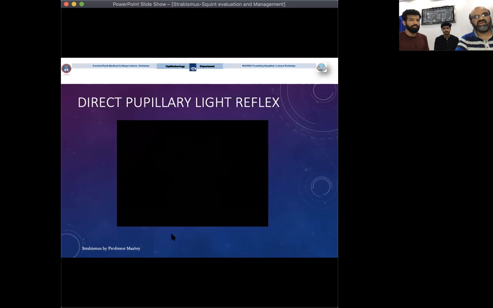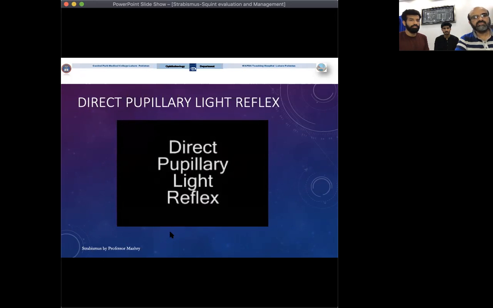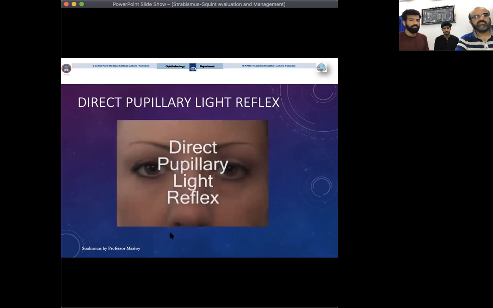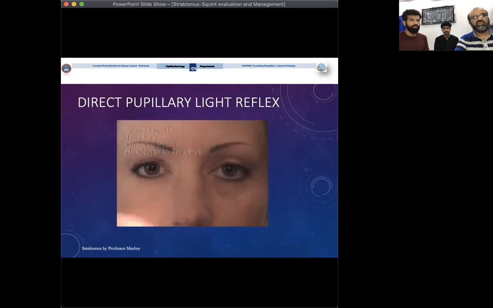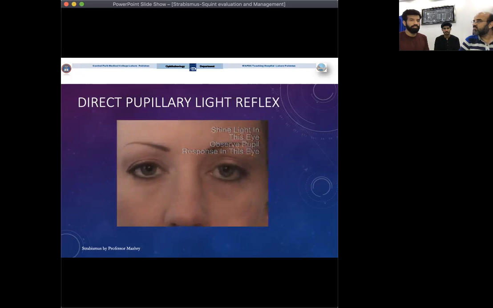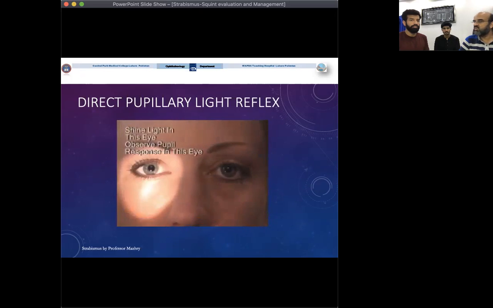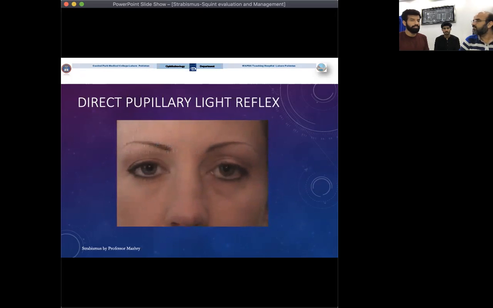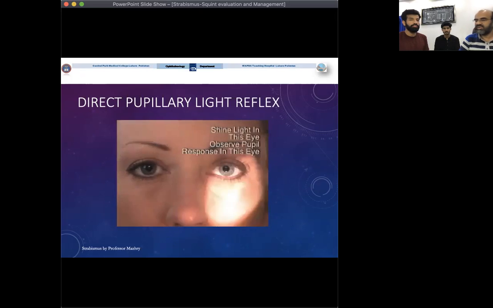This is direct pupillary reflex. You simply shine the light one by one in both eyes and just observe the pupillary reaction. That is direct pupillary reflex.